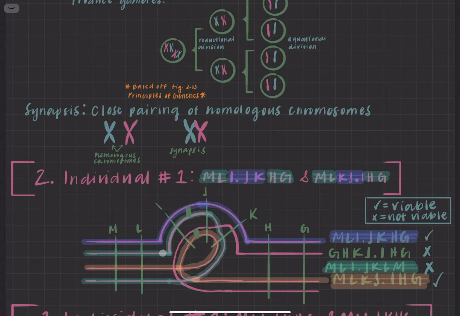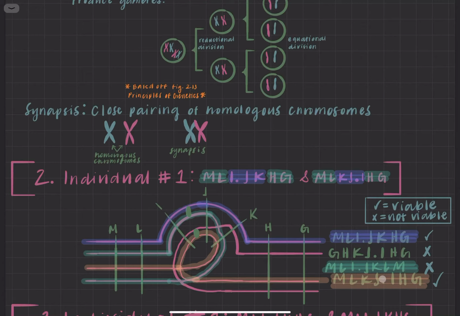To predict the gametes which will be produced, an inversion loop is used, which depicts the reversed order of the blue portion of the chromosome and crossing over between the J and K region. From following along each chromosome, the gametes produced are predicted. The gametes which will be produced are MLI centromere JKHG, GHKJ centromere IHG, MLI centromere JKLM, and MLKJ centromere IHG.